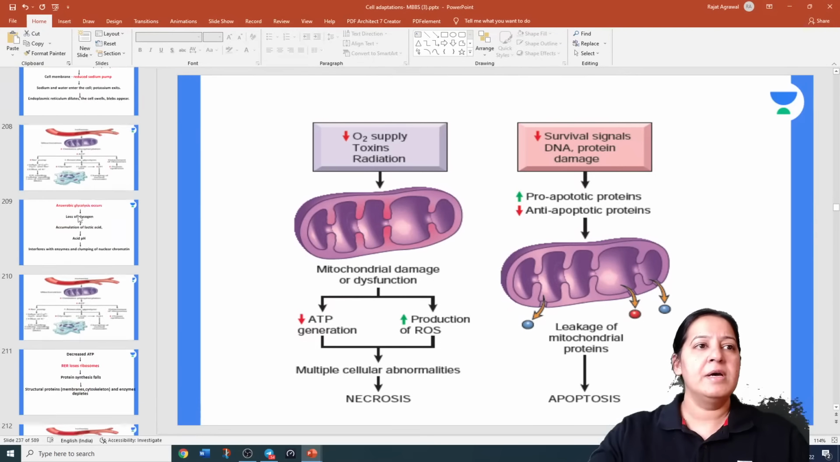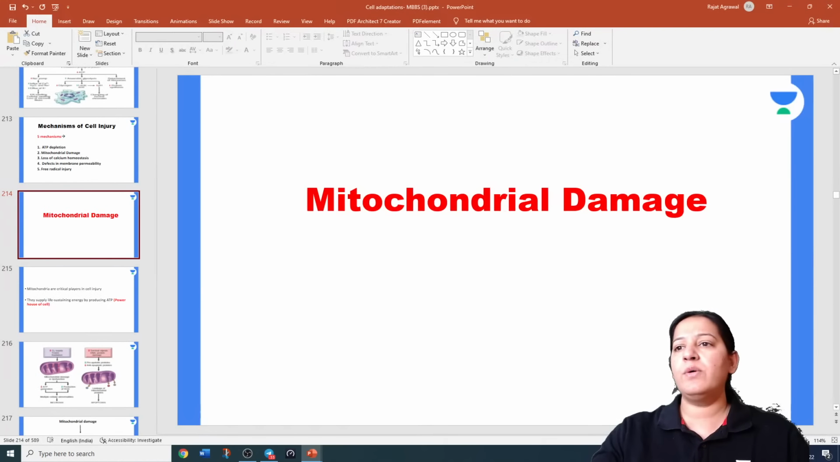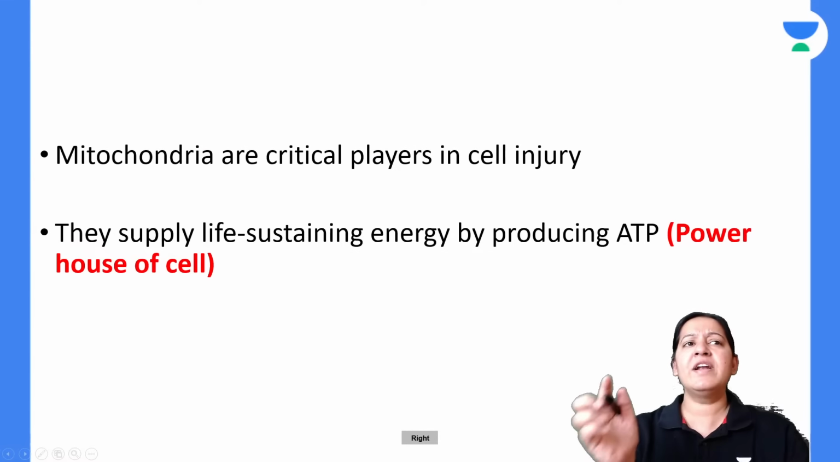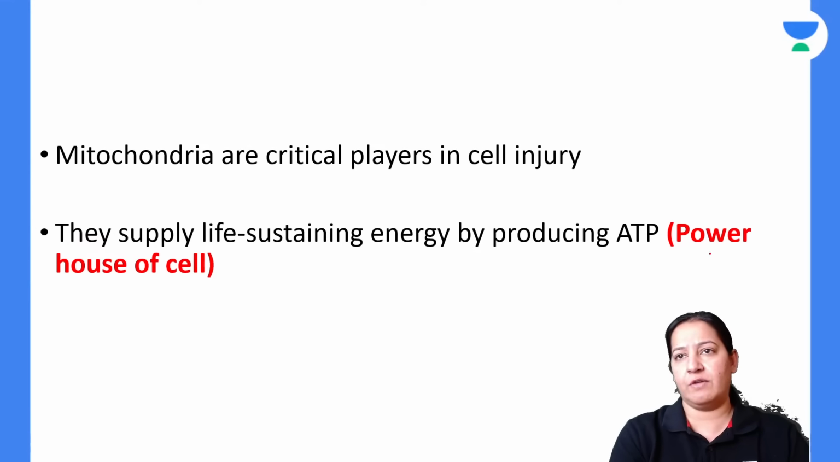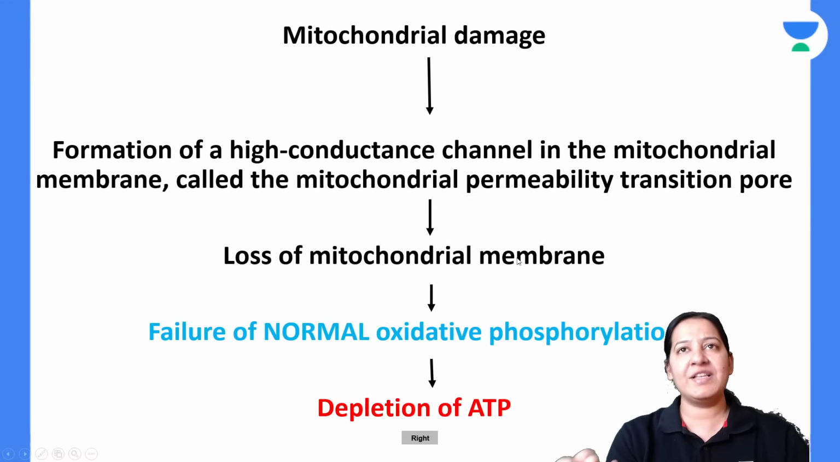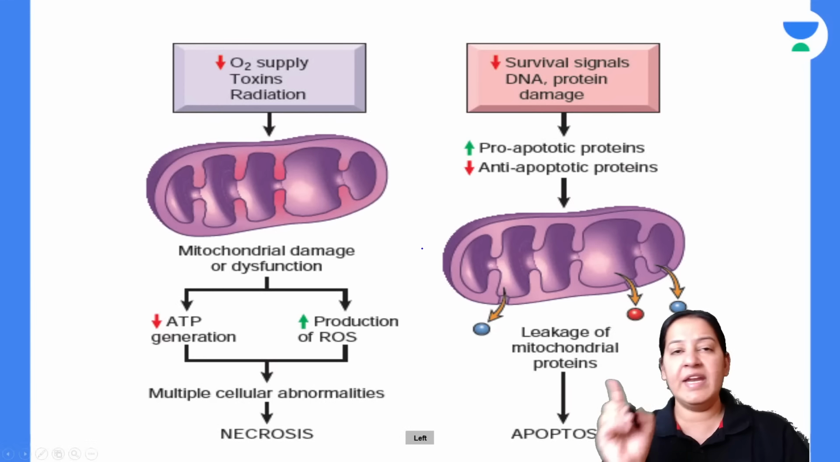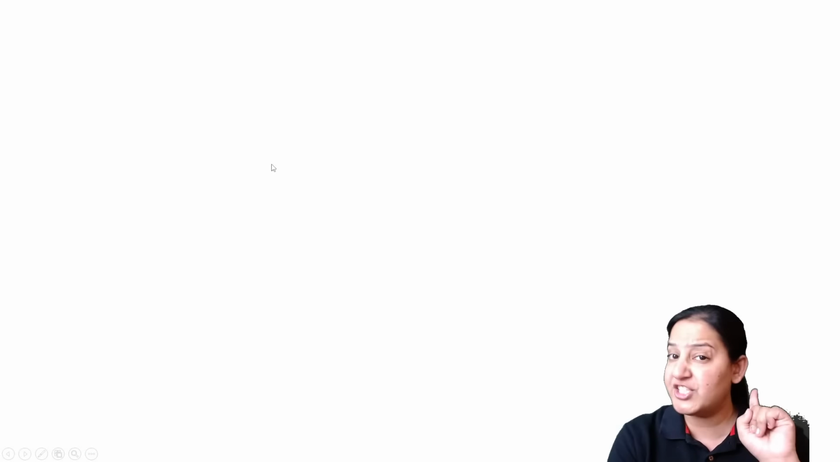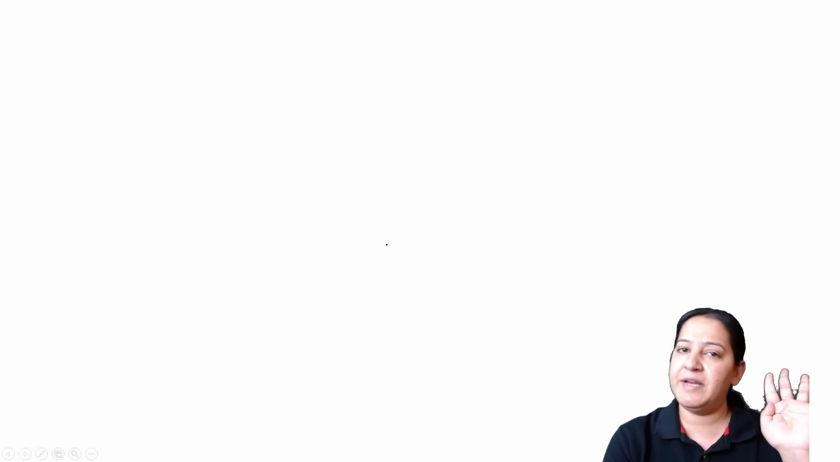So the second mechanism I'm teaching you is mitochondrial damage. You know mitochondria is the powerhouse of the cell. In mitochondria, ATP formation takes place. Now imagine any injurious agent. Initially, in the first mechanism, the injurious agent was ischemia. Due to ischemia, the event was starting. Due to ischemia, there is hypoxia. Due to hypoxia, ATP depletion was taking place because of reduced oxidative phosphorylation.